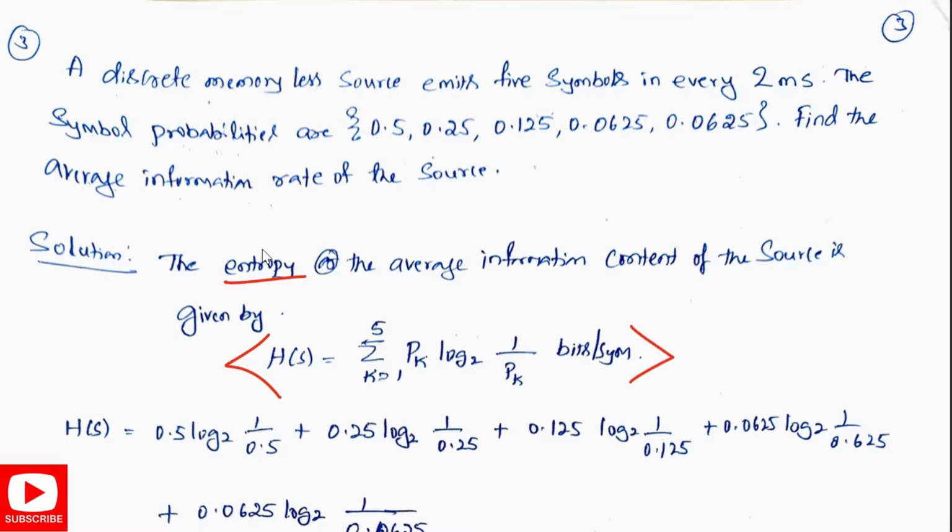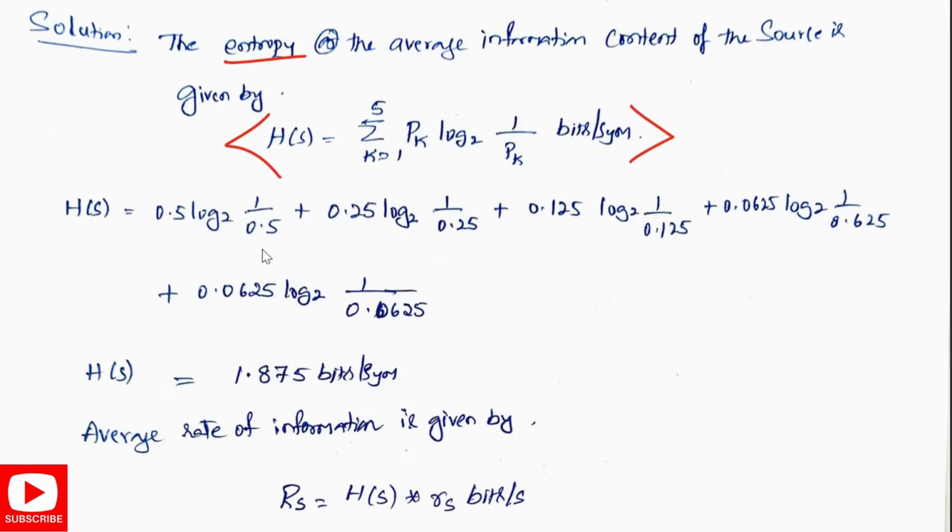So you need to substitute 1 to 5. What is the value of p1 here? It is 0.5. So 0.5 log to base 2 of 1 by 0.5. Similarly for all the other values, you first have to solve them in the calculator and then multiply with the probability. Each of them you need to add, and you will be getting H(S) as 1.875 bits per symbol.